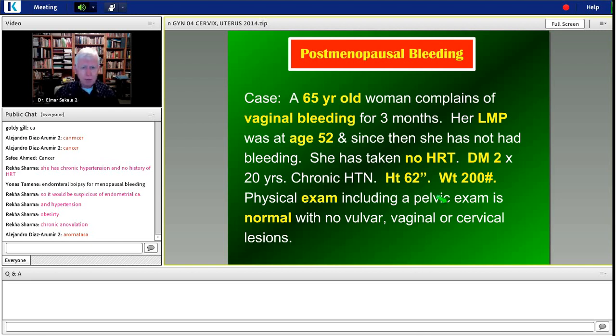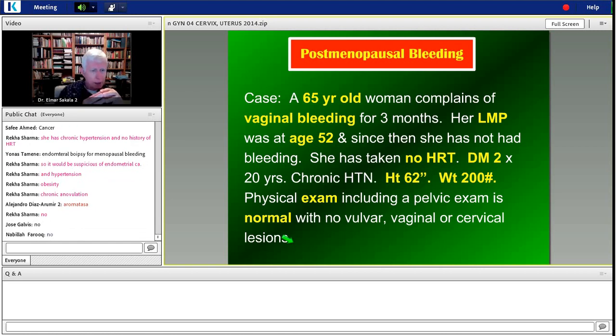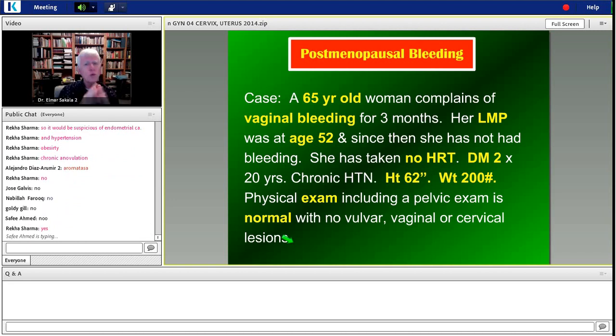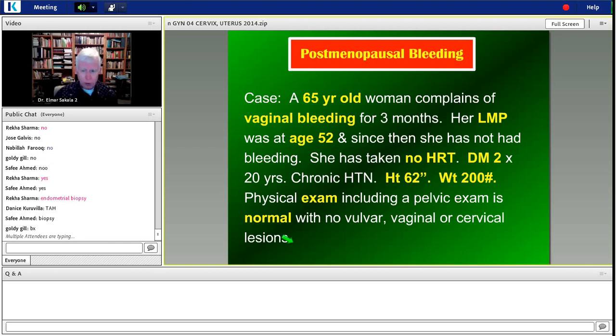Now, the physical exam, including a pelvic exam, is normal with no vulvar, vaginal, or cervical lesions. So the uterus is small, is normal. Can you exclude endometrial carcinoma because the uterus is tiny? Could you have endometrial carcinoma in a uterus which is small? You could. So what is the only way we can exclude endometrial carcinoma? What must be our next step in management? We've got to take some sort of histology of the endometrium. And usually an endometrial biopsy will be where we will go.